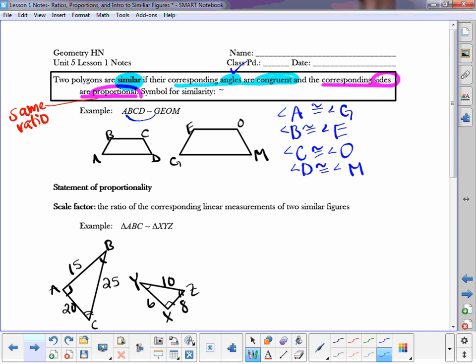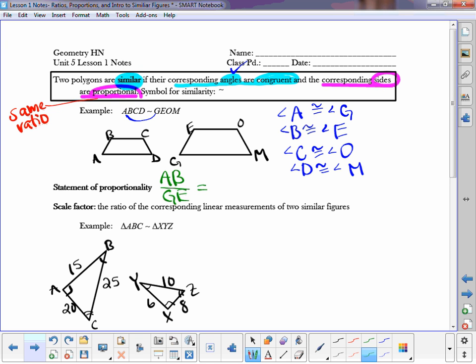Now, what does that mean for the corresponding sides to be proportional? Again, the ratios are the same. And a ratio is just a comparison of two values. So AB, what side does AB correspond with? GE. So if I were to do the ratio of AB to GE, I can see here the measurement of AB over the measurement of GE, that's a ratio. I don't know what those values are, but that is some number, some ratio. That's going to be the same for every set of corresponding sides.